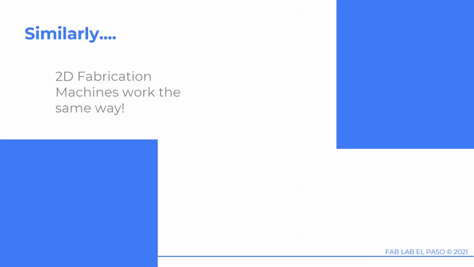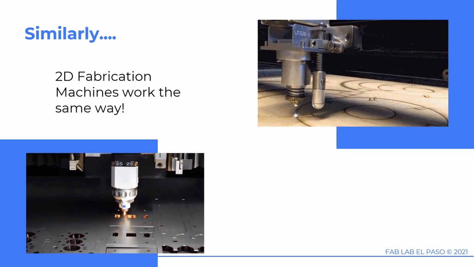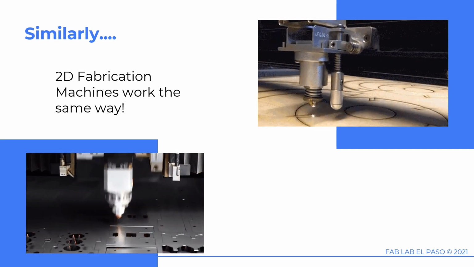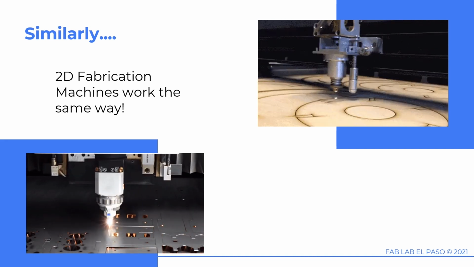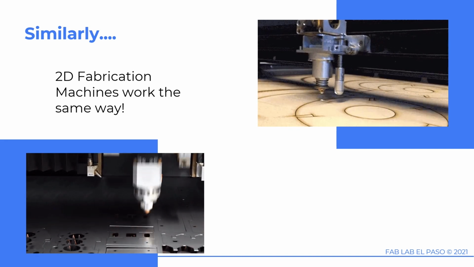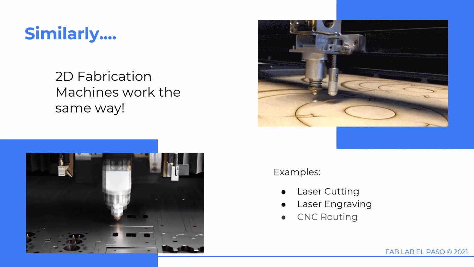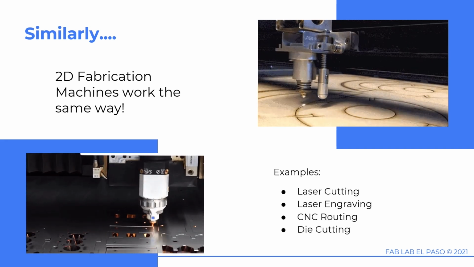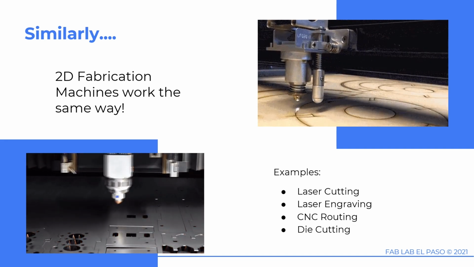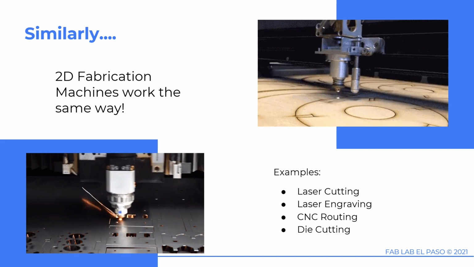Similarly, 2D fabrication works in the exact same way. Our initial material will be laid flat, and that will represent our X and Y plane. But in addition to that, the machine will act like our hand, moving towards and away from the material to create that final product. Today, we will be covering some commonly used machines that focus on 2D fabrication. We start off our list with laser cutting and laser engraving, CNC routing, and die cutting.